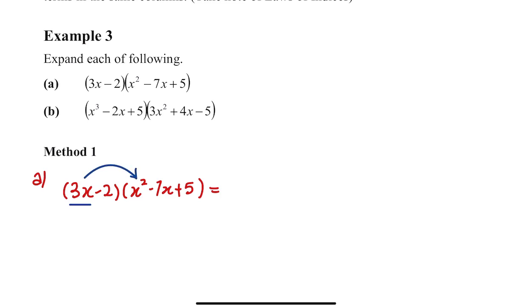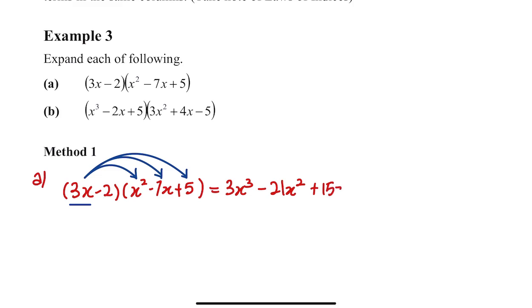So first step, 3x times x squared, which will give me 3x cubed. Then next one, 3x times negative 7x, this will give me minus 21x squared. Then the last one, 3x times 5, this will give me 15x.